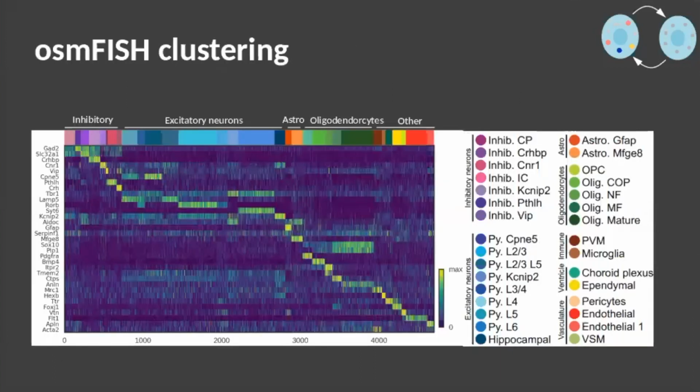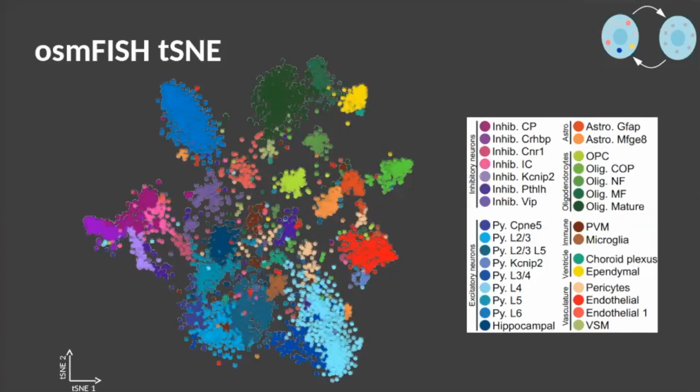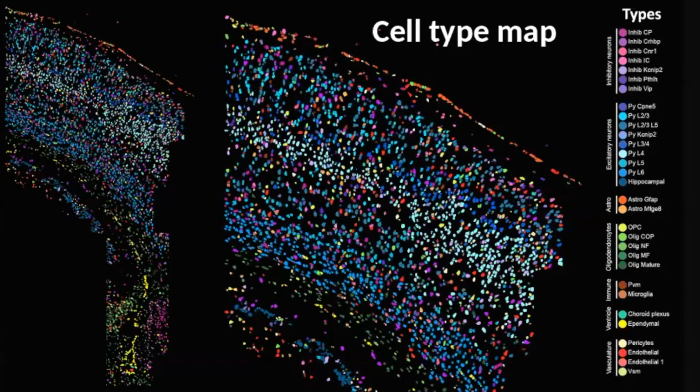So we did clustering on this matrix. Here you see a heat map where the columns are the cells and the rows are the 33 genes that we labeled, and the color corresponds to their expression level. And we can find most of the cell types that we were aiming to find. And this is another representation. This is the t-SNE representation of the same data, and you see that it groups out quite nicely, even with so few genes.